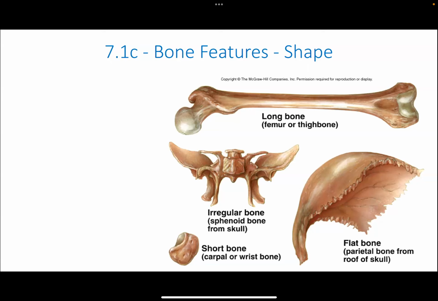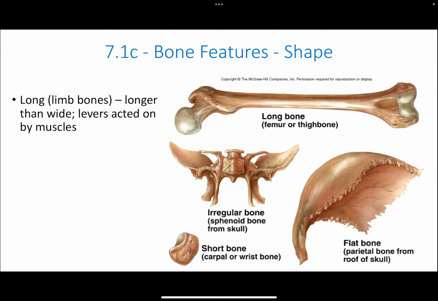Some of the features of bones can be classified based on their shape. Bones can come in many different shapes. The long bone is the most common one that we have. The long bone is also known as the limb bone. This basically means that these bones are longer than they are wide, and they serve as levers that, again, are acted on by the muscles, so that when the muscles contract, they can serve as levers and move.